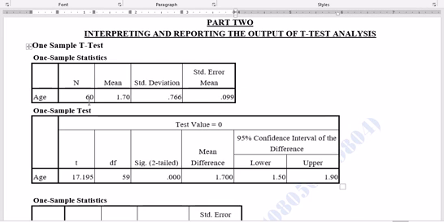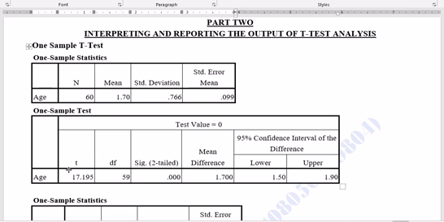The number that we observe is 60, with our mean and our standard deviation. That is why it's descriptive statistics. Now, these are the t-tests. Look at it here, t for age: under t we have 17.195, df we have 59, and significance two-tailed we have 0.00. There we have mean difference, lower, and upper.